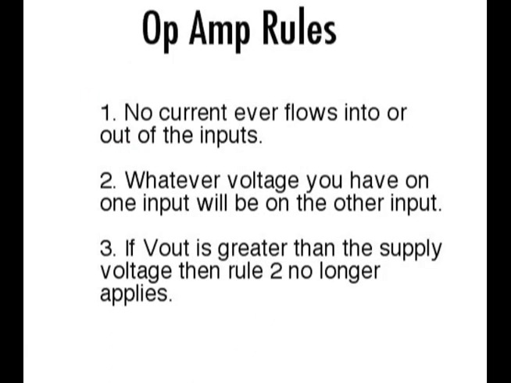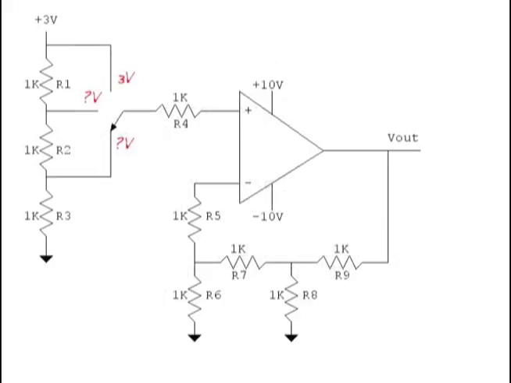But remember, our rules say that no current ever flows into or out of the inputs. So we don't have to worry about any current that might be flowing through R1, R2, and then into R4 into the op amp. There will be no current there, so it won't modify the voltage coming out of our voltage divider network. So now we know we'll have 3 volts on the top tap, 2 volts on the middle tap, and 1 volt at the bottom tap of the switch.